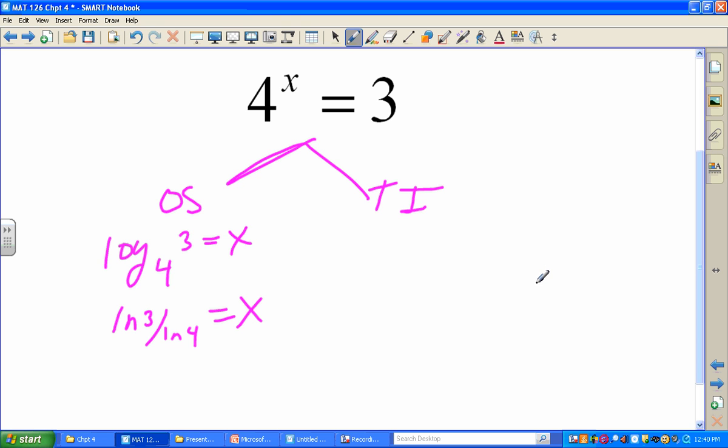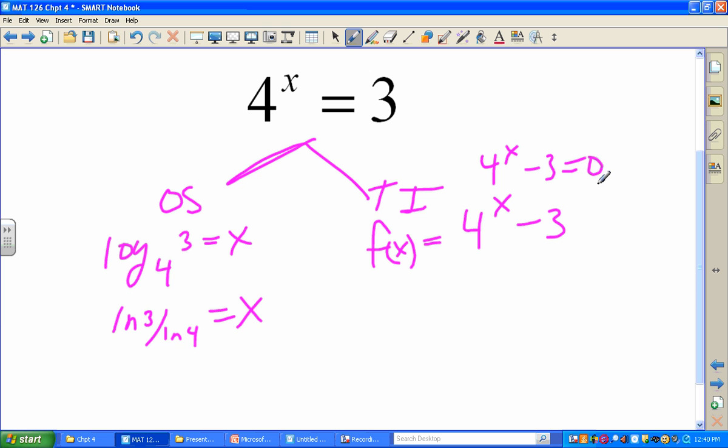Rachel? So is that the exact solution? That is the exact. No decimals. We have fractions in it, logs, radicals, things like that. For the TI approach, I would take 4 to the x minus 3 as a function, and I would look for the x-intercept. I'll look to see where it equals 0.